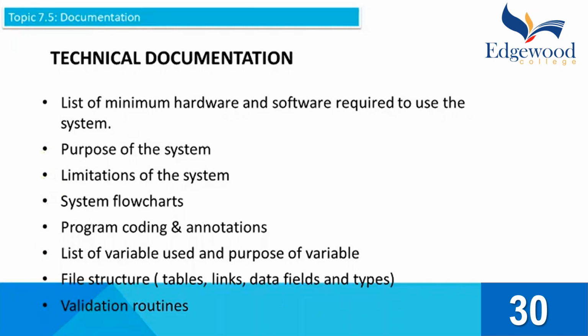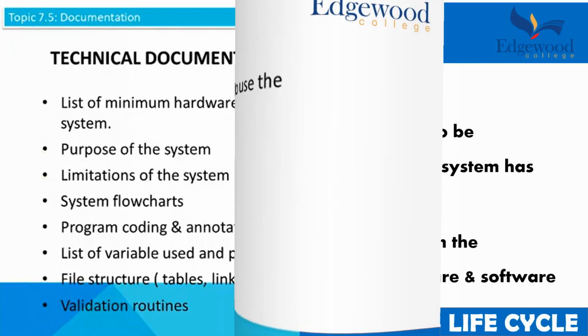We look at things I've not mentioned here, I just want to add to it. The meaning of error messages, which is also in the user documentation. The validation rules or validation routine have also been mentioned, and I think that's all. So please, it's important that you know the similarities of those documents that will be in both user and technical.